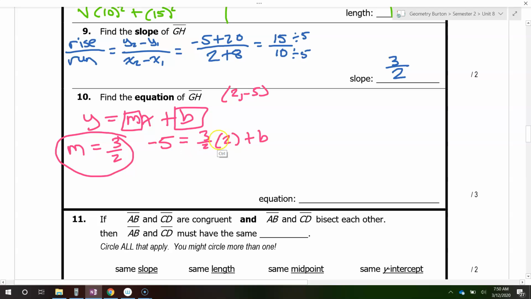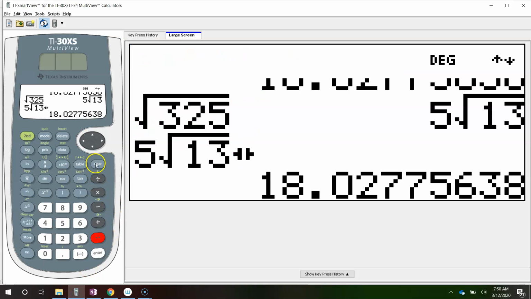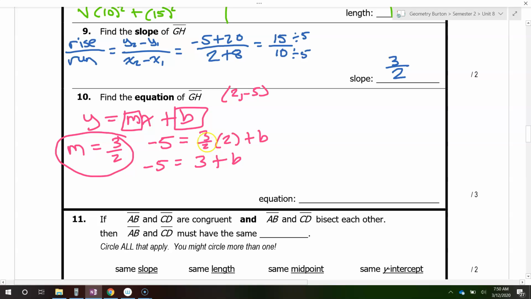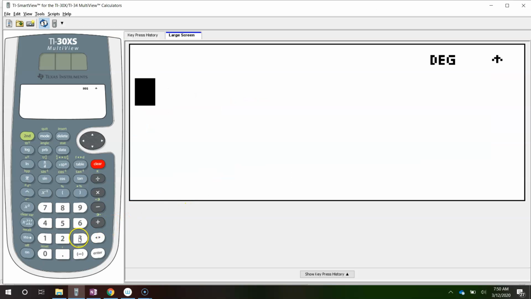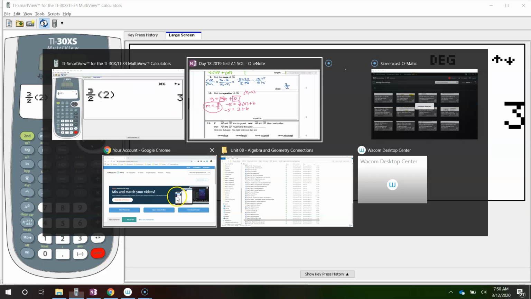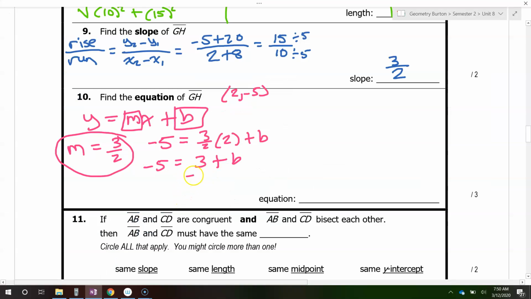I know these 2's are just going to cancel each other out, and I'm going to end up with negative 5 is equal to 3 plus b. The 2's cancel out. But maybe you wouldn't have noticed that, and maybe you're more of a calculator person. So you could just type this in, 3 over 2 times 2. It's silly because the 2's just cancel out, but hey, some kids just never get the hang of that. Oh, look, it's 3 because the 2's cancel out. All right, get on my level, people.